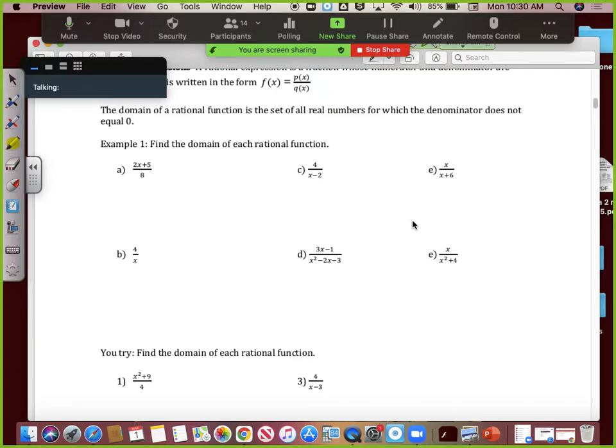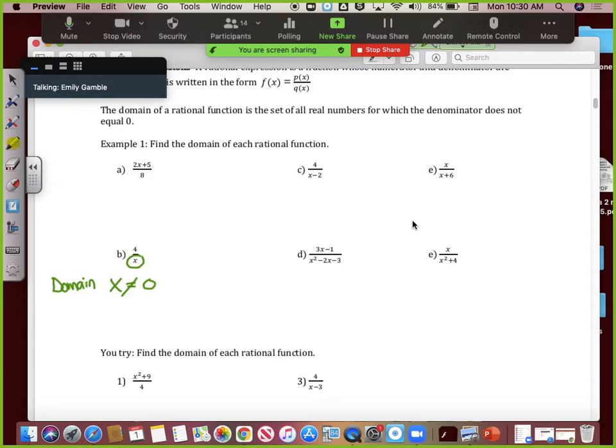It says 4 over x. What number would make the denominator equal to 0? 0. I know it's kind of weird, but you look at the denominator, you set it equal to 0, and it's just 0. That means that the domain cannot equal 0. And if you're cool with this, I'm just going to leave the answers as just what it can't equal. So the domain means that x cannot equal 0 for letter B.